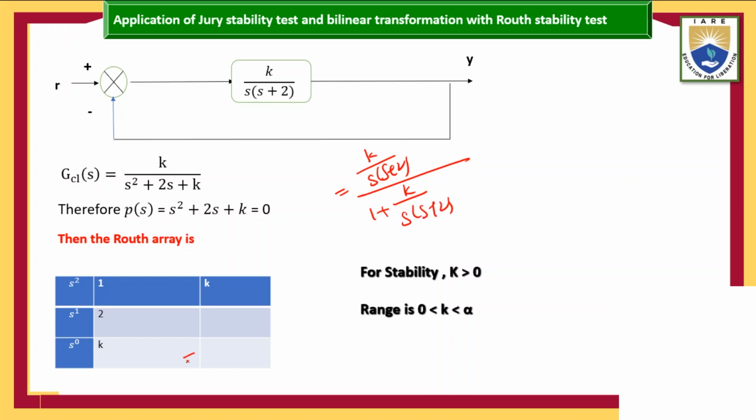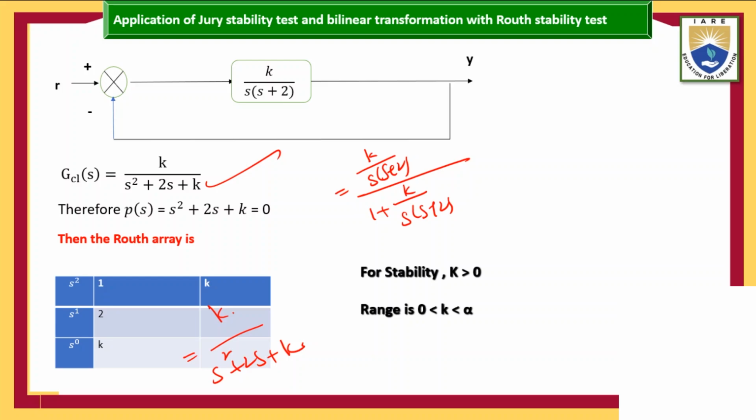So what value do we get? It is taking the LCM on the denominator side. So what are we getting? That is s square plus 2s plus K, and the numerator part is K. Okay, so we are getting this value.